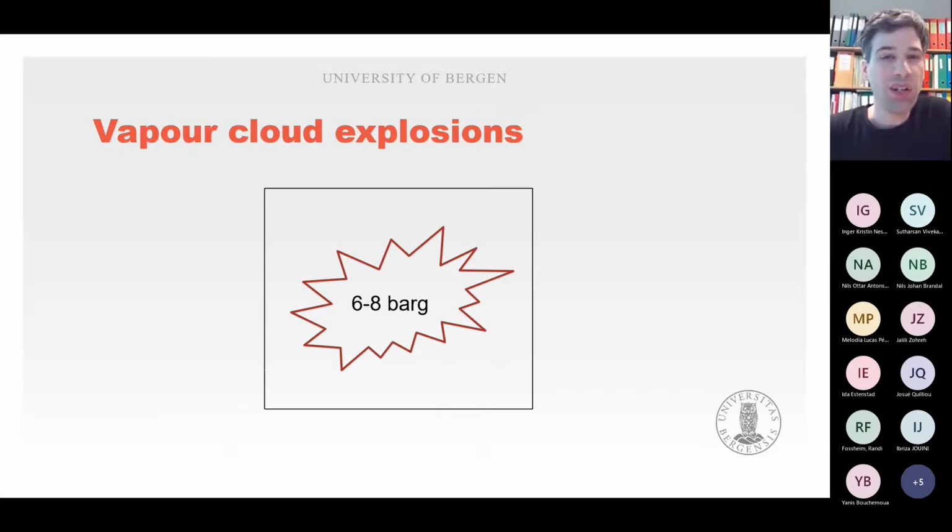If you have an explosion in a closed volume, you will typically get around 6 to 8 bars, depending on the fuel. And this is independent of how fast the reaction goes. It is just the energy that is generated by the chemical reactions, which will cause the products to heat up and expand.